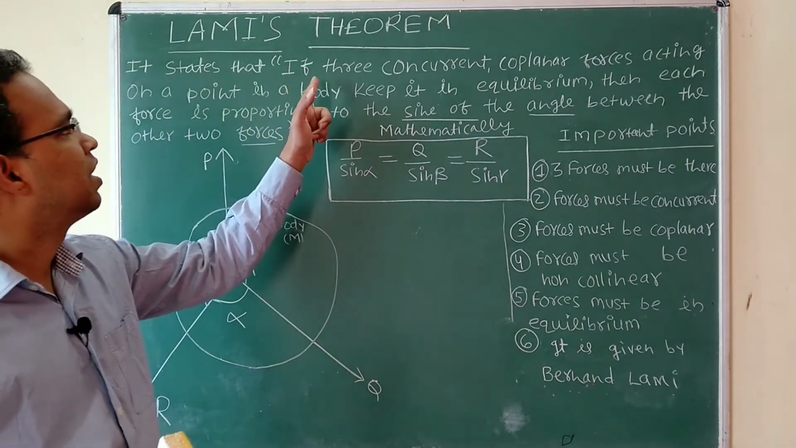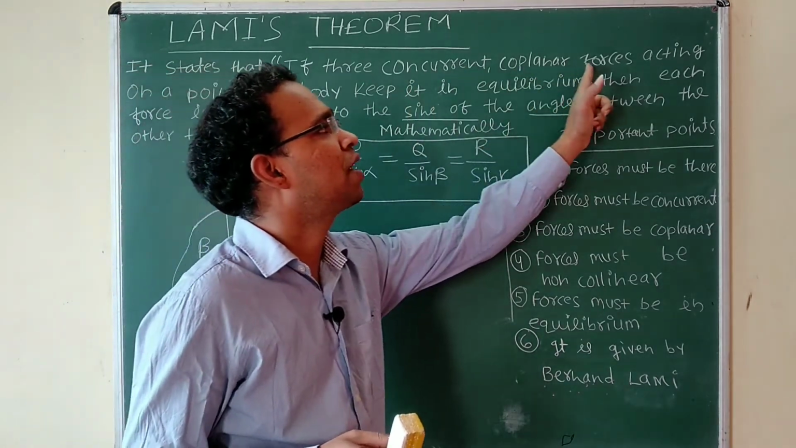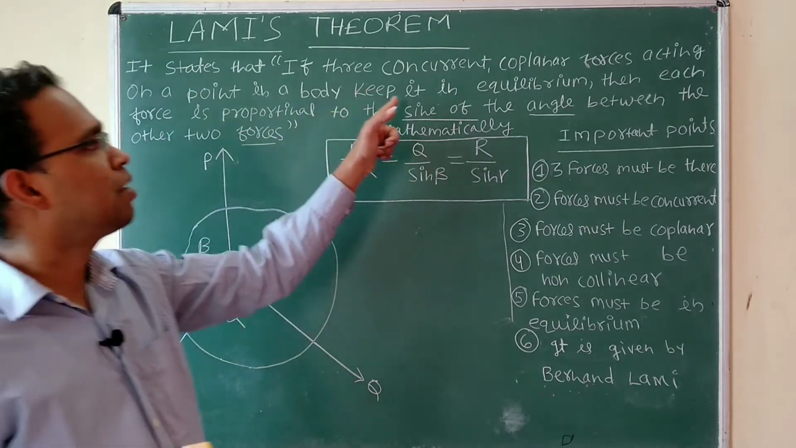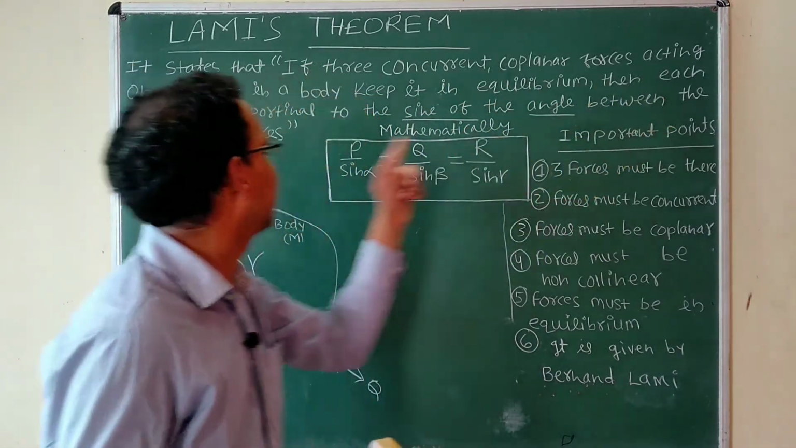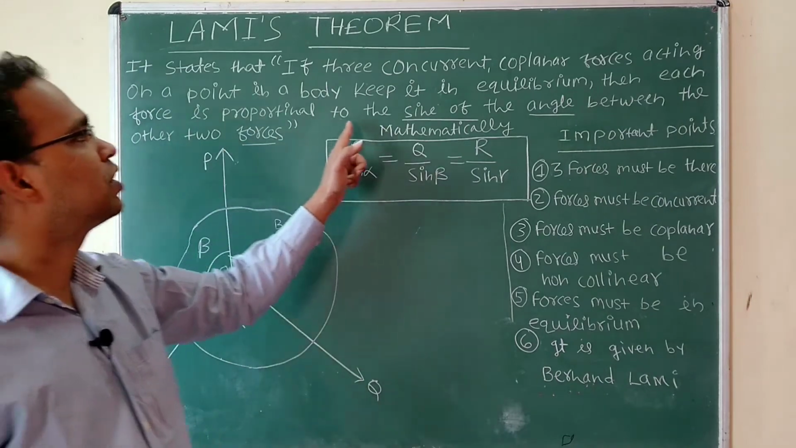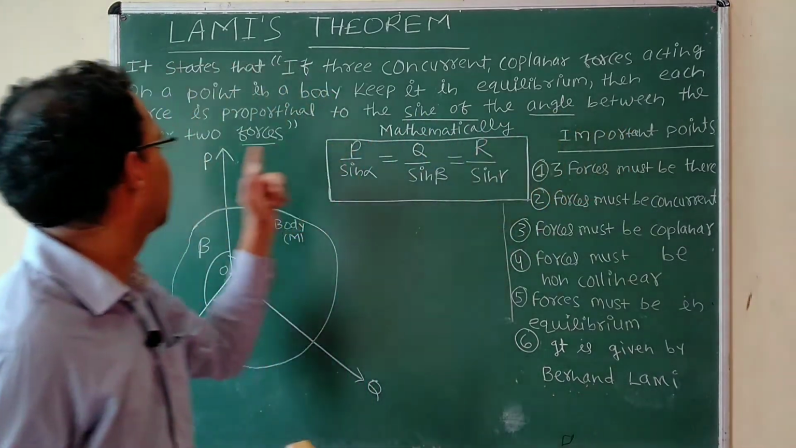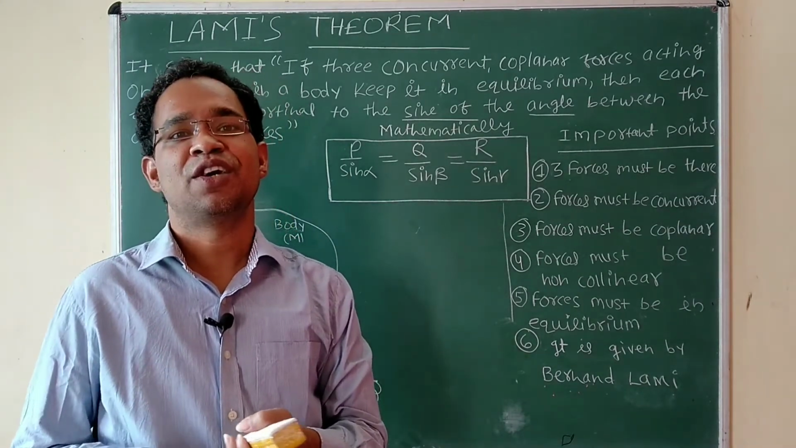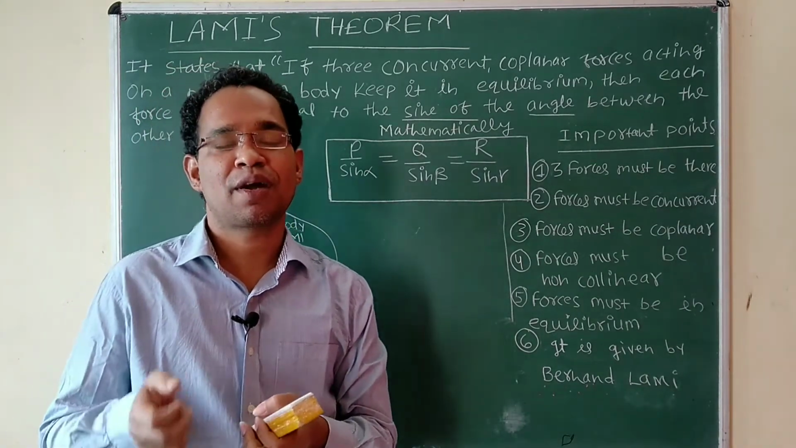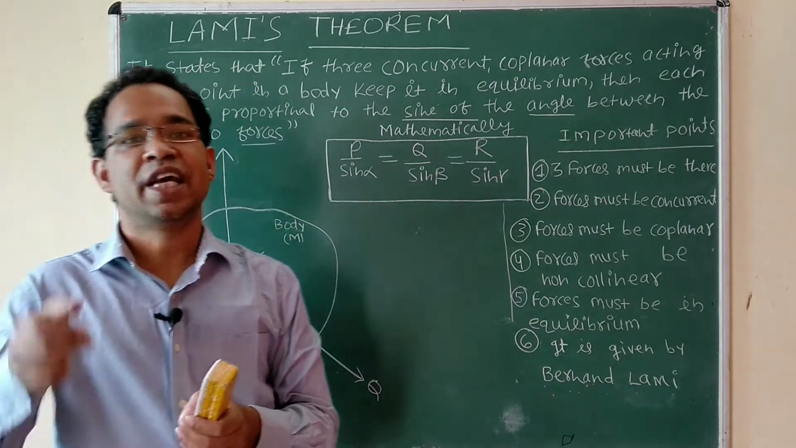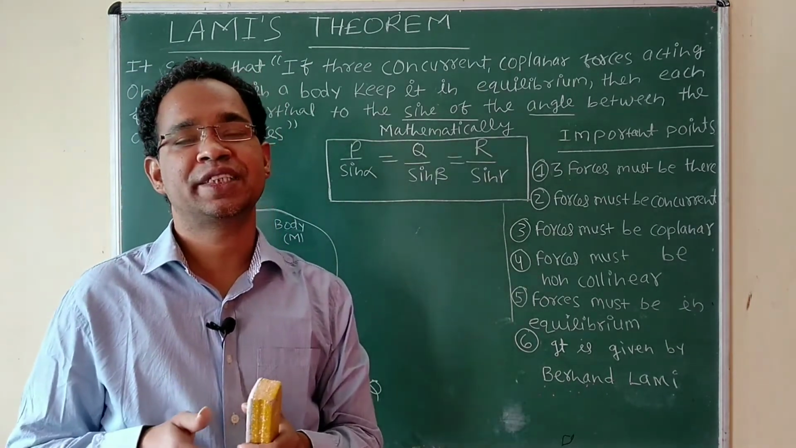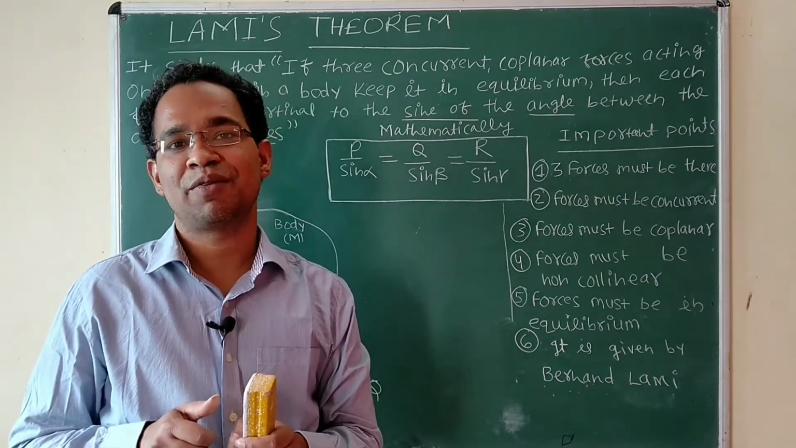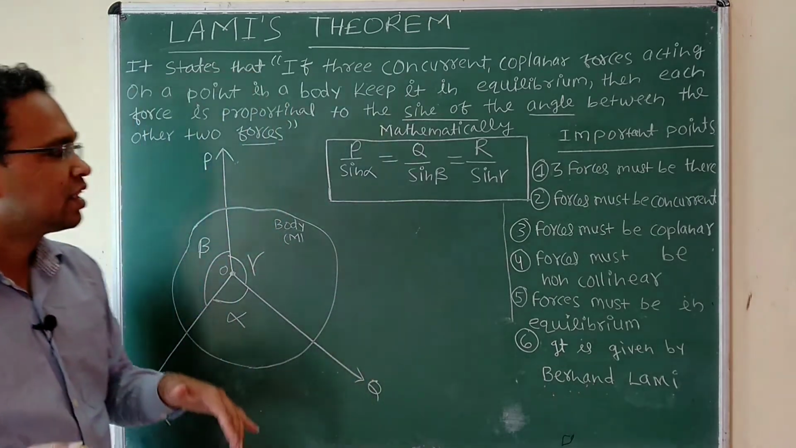It states that if three concurrent coplanar forces acting on a point in a body keep it in equilibrium, then each force is proportional to the sine of the angle between the other two forces. It means that if there are three forces acting at a point on a body and these three forces keep the body in equilibrium, then each force is proportional to the sine of the angle between the other two forces. Let's see this diagram.